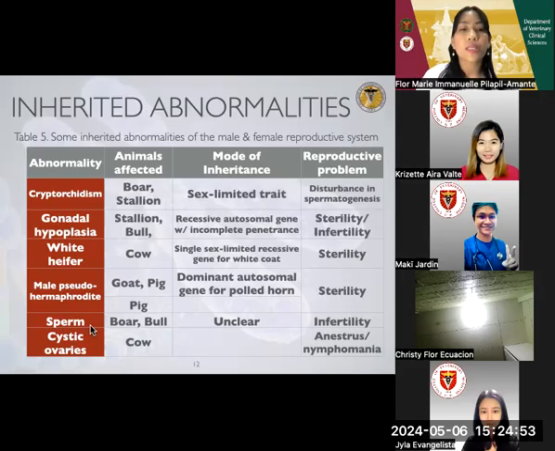Okay, then we also have some cystic ovaries, which are very common in cows. I have a limited explanation that I posted in our Google Classroom earlier. For the cystic ovaries, it could be due to nutrition, genetics, or stress. But relating to genetics, it could lead to either anestrus, but mostly to nymphomania.